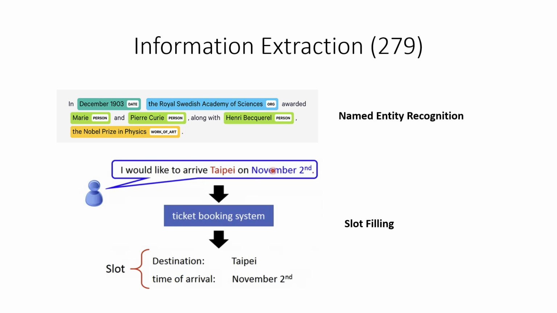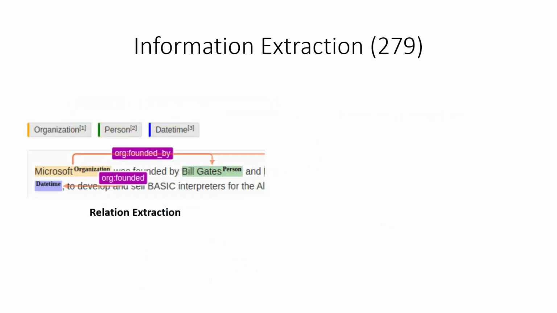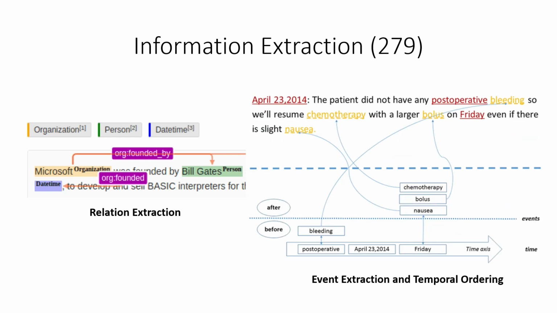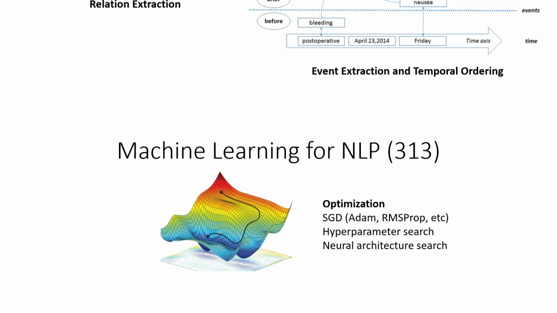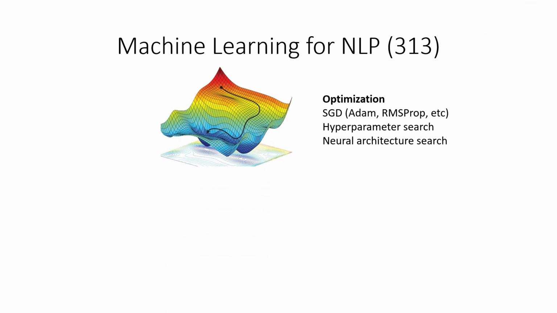Another type of information extraction is relation extraction, so this comes after named entity recognition. After the model has understood that Microsoft is an organization and Bill Gates is a person, now it needs to understand that the relationship between these two entities is that Bill Gates is the founder of Microsoft. And here's a more complex example of understanding a medical transcript. So the model needs to understand all of the symptoms, the treatments, and the diseases that were mentioned, as well as the timing information and the order that things happened, so it can piece together a timeline of what happened in this transcript. Next up is the second most popular topic, machine learning for NLP, with 313 submissions.